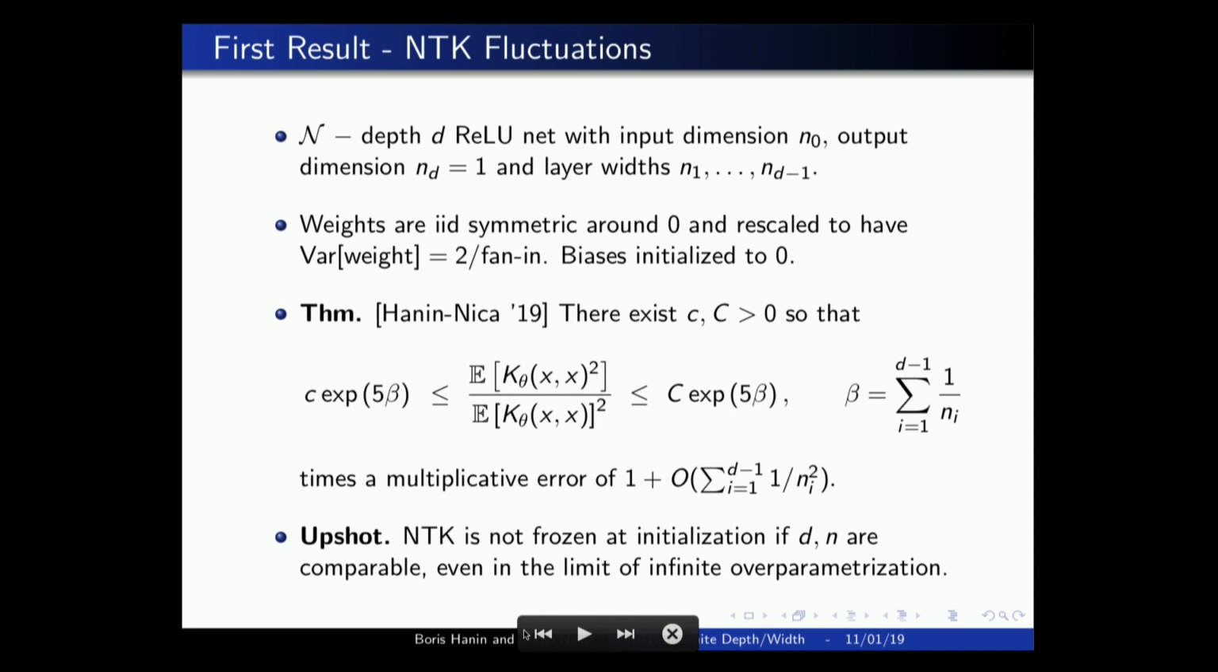Okay, so that's result number one, that in fact at initialization you sample from an ensemble of kernels in the NTK limit, and the ensemble really depends on some parameter that has to do with your architecture, as long as you have deep and wide networks.